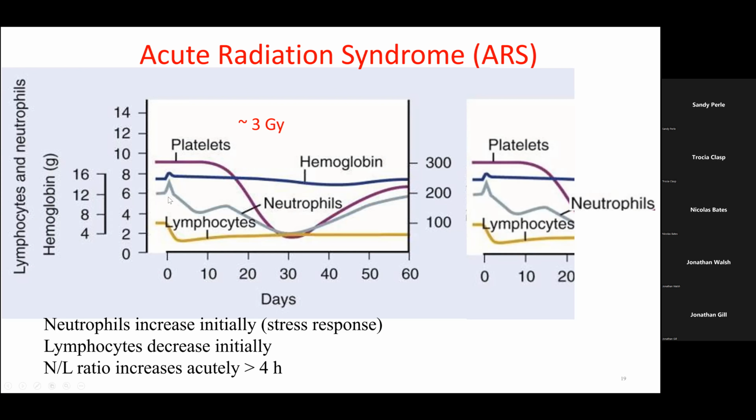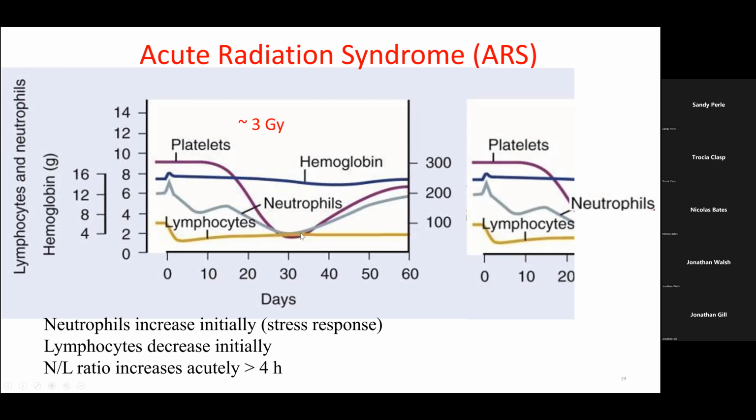The neutrophils go up initially. It's probably a stress response, a demarginization. And then they go down and bottom out maybe 25 or 30 days after the event. And the same for platelets. They have a decrease maybe 30 days after the event.